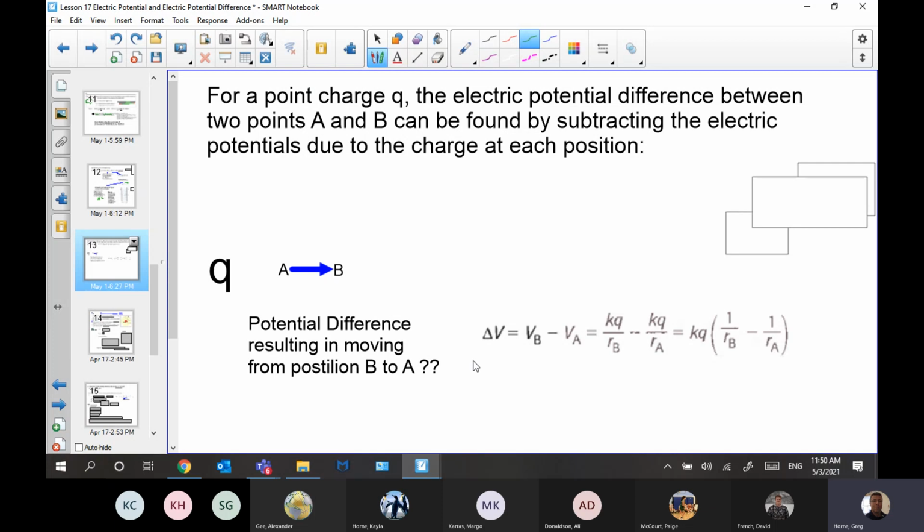So going from A to B, final minus initial, you can picture your two equations, your KQ over R at B, the final spot, minus your KQ over R at A. And so this reminds me of that common factoring I was mentioning you can do. But you can just picture how you might work with the equations, of course, as you go through this.